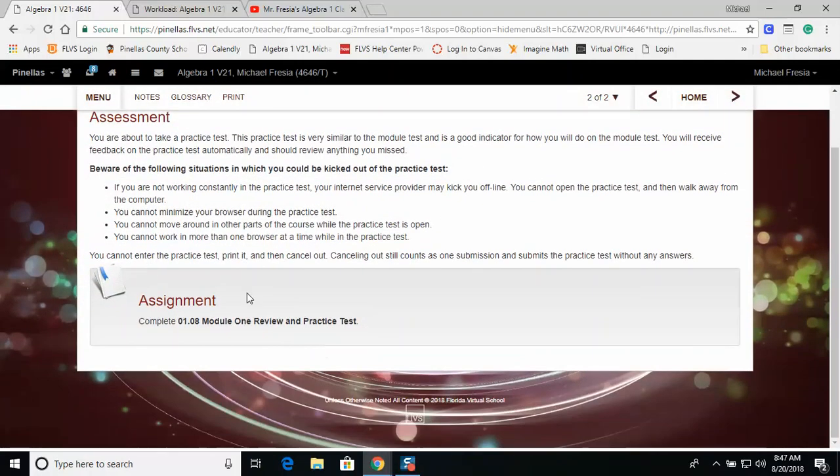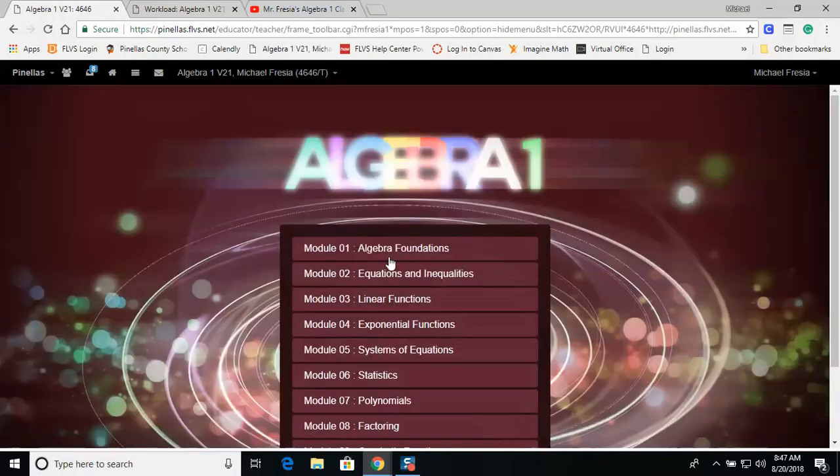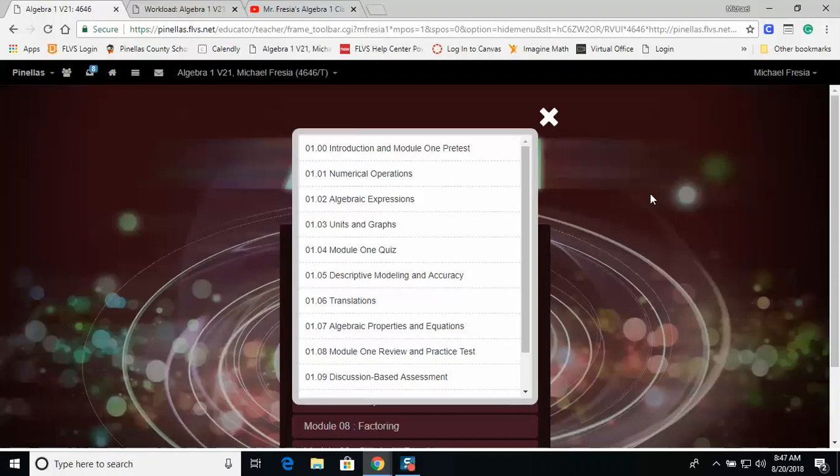This has a practice test, and you have to be careful when you're working in your assessments that you do not have several different windows open because you can accidentally close a test. Let's look at Module 1, and I'll talk to you about some things that are really important.